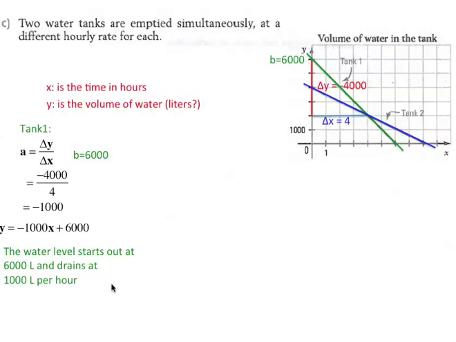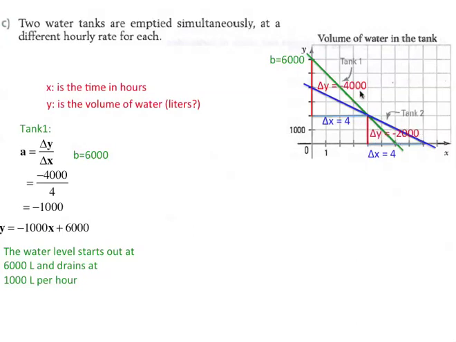Okay, for situation B, or tank number 2, here I'm going to look at my delta x. So once again, we're going 1, 2, 3, 4. So my delta x is going to be 4. But my delta y, and notice it's shallower, is going to be just negative 2,000. We're going down 2,000. So delta y is negative 2,000.